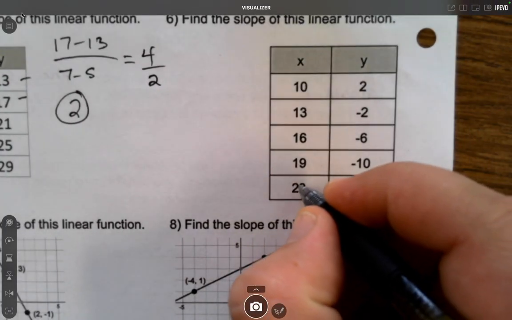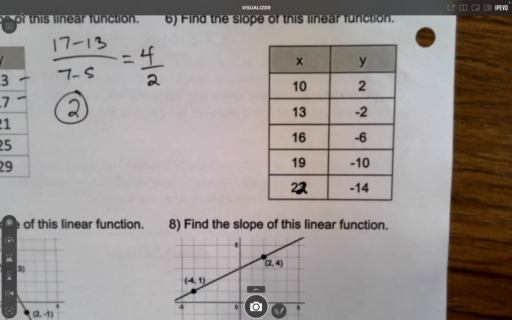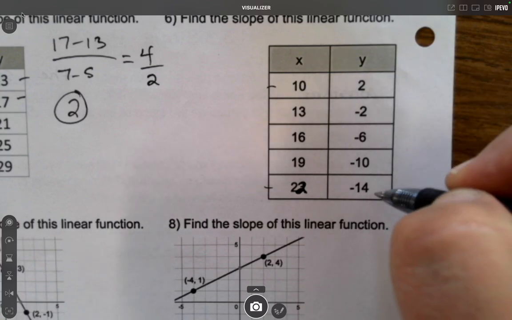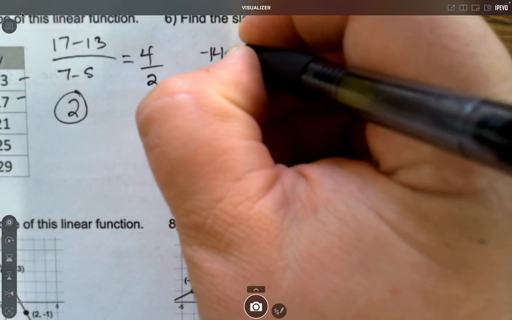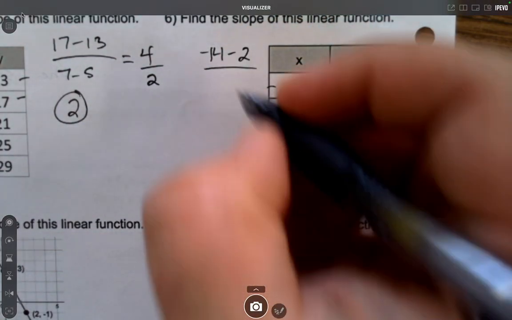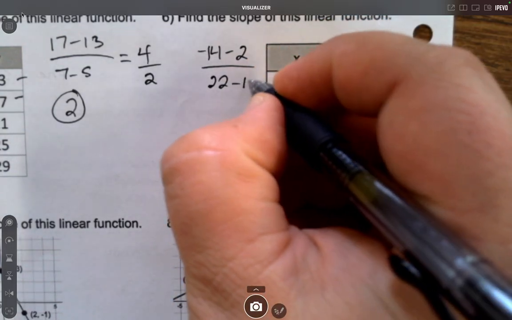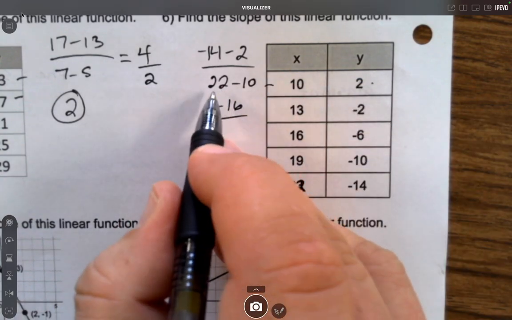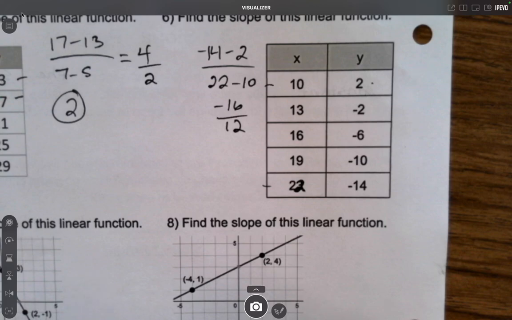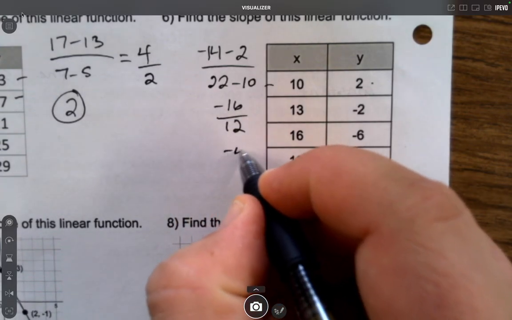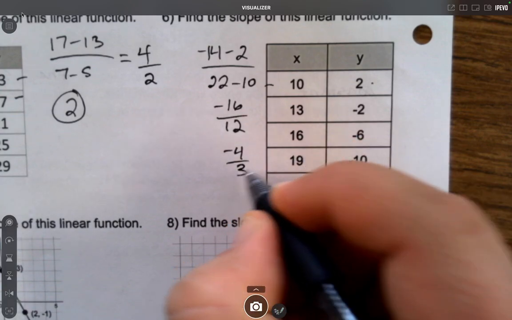Over here, I do have a typo. This should be 22 right here, not 23. Sorry about that. But let's just do the first and the last point on this one. So our second y, y2, that's negative 14 minus 2 on top. So y2 minus y1 over x2 minus x1. Negative 14 minus 2 is negative 16. 22 minus 10 is 12. And this fraction can't be a whole number, but it can be reduced. Those are both divisible by 4. So you divide the top by 4 and get negative 4. Divide the bottom by 4 and get 3.